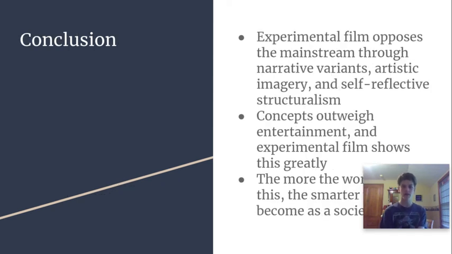And so, to conclude, these different ways of experimental film all point toward concepts, and these concepts are ultimately better than entertainment and make our society a smarter place to be, because the more we think, the more we have understanding and wisdom through films such as these, because ultimately it is better that we think and have ideas rather than just watch whatever entertains us. And that is why these films are very important as well, because they make the world a smarter place ultimately.